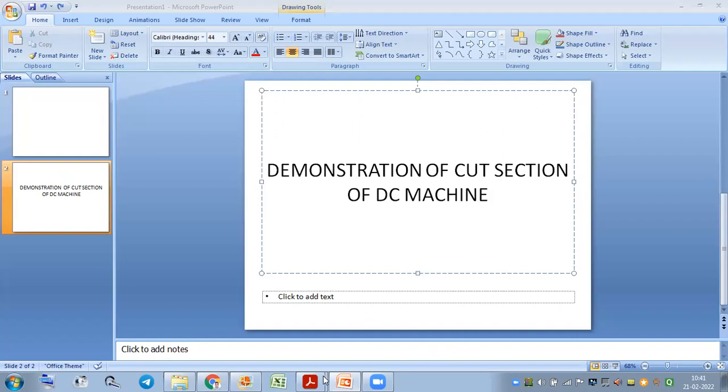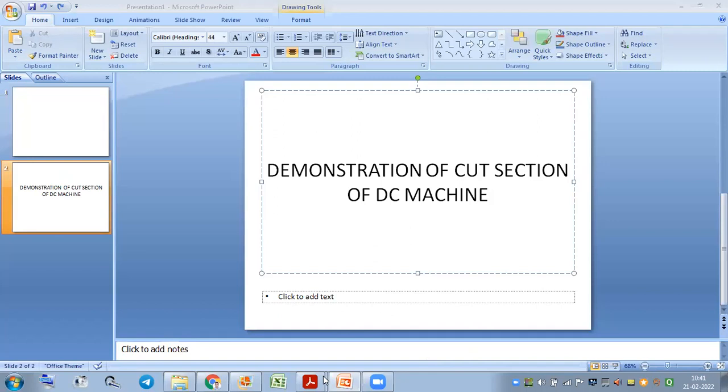Today's experiment we are going to divide into two parts. In the first part, we will see the cut-off section video from YouTube, and I will describe it line by line to you guys.